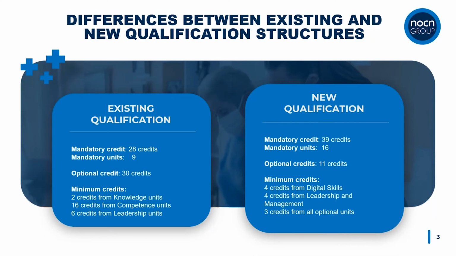What are the differences between the existing and new qualification structures? Well, there's more mandatory credit. There's now 39 credits as opposed to 28 credits before. And the optional credit is less at 11 credits as opposed to 30 credits. This means that you could choose one optional unit from the digital skills units, one optional unit from the leadership and management, and 3 credits from all optional units.